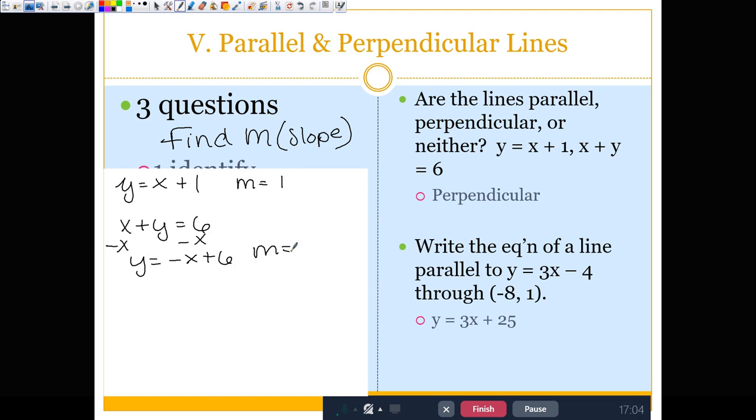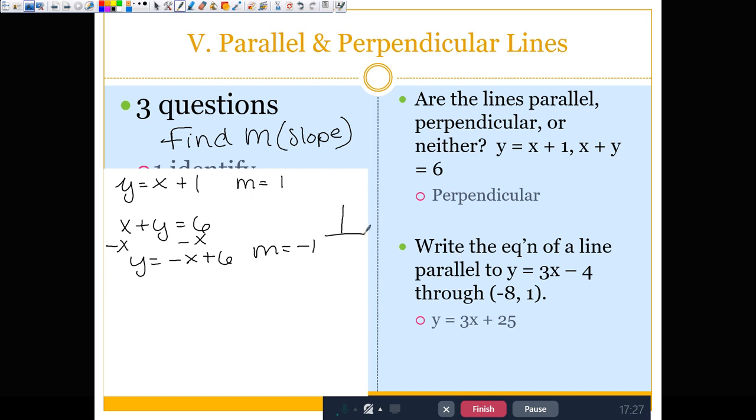6 is my y-intercept. M is negative 1. And so, first thing, are they opposite signs? Yes. And is 1 the reciprocal of 1? Yes, 1 over 1 is 1, and if you flip it, it's still 1 over 1. So these are perpendicular.